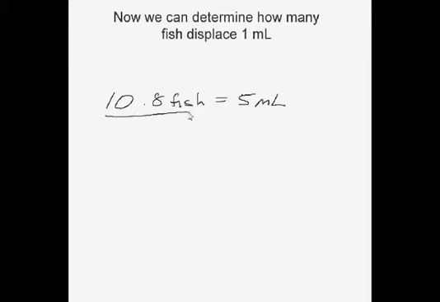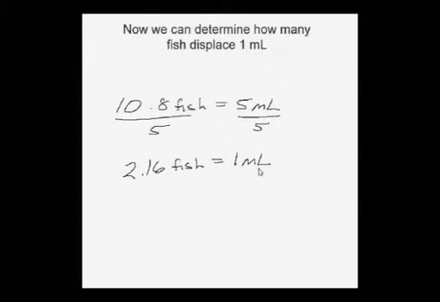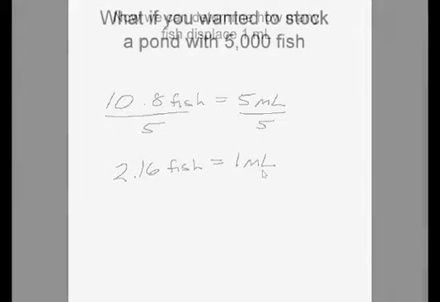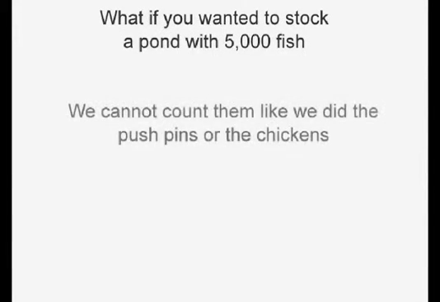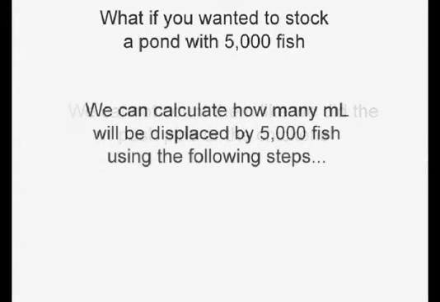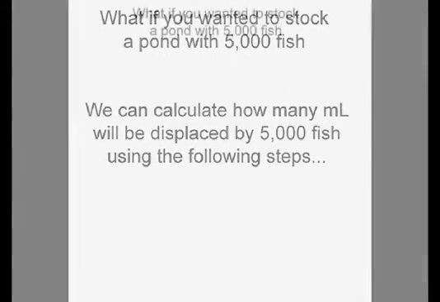Next, we calculate how many of our fish will displace 1 milliliter. We do this by dividing our 10.8 fish in 5 milliliters by 5. We now know that it takes 2.16 of our fish to displace 1 milliliter. How can you use what we have determined so far to count 5,000 fish to stock a lake? We can't count them like we did the pushpins or the chickens. Using what we calculated earlier, we can follow these steps and count 5,000 fish with reasonable accuracy.